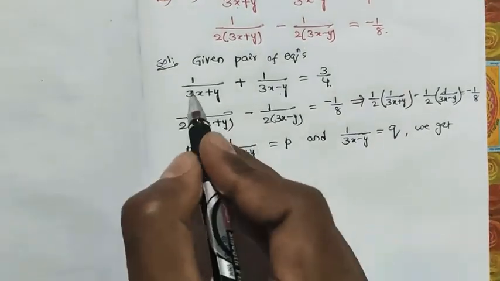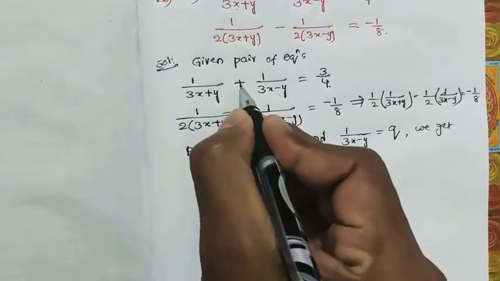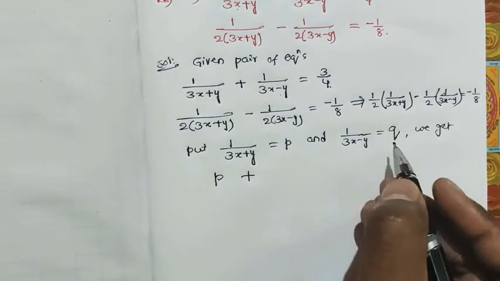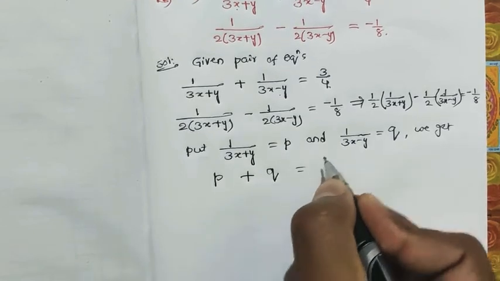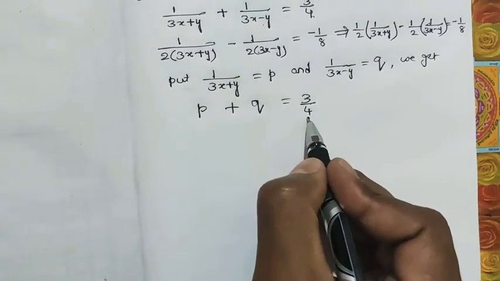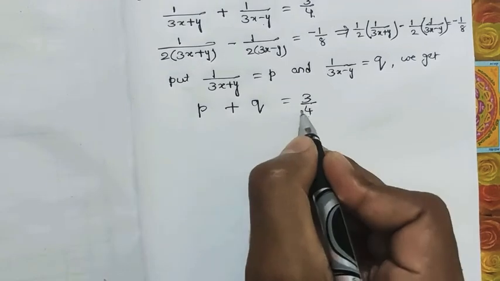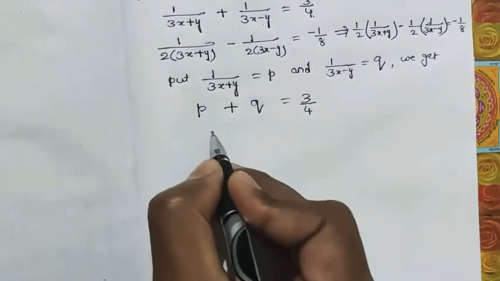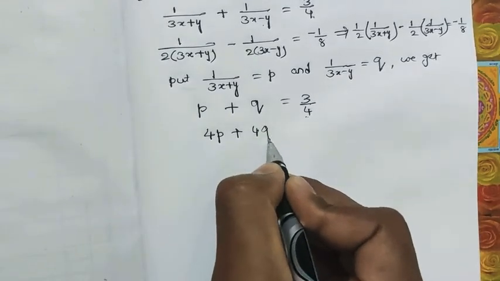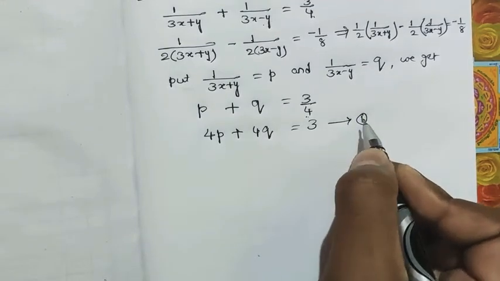So it will become p plus, instead of 1 by 3x minus y, I take q, is equal to 3 by 4. Further you can simplify. 4 is dividing. If you transpose to LHS, it will multiply both p plus q. So it will become 4 into p plus q, 4 into p is 4p plus 4 into q is 4q, that equals 3. Say this one as first equation.